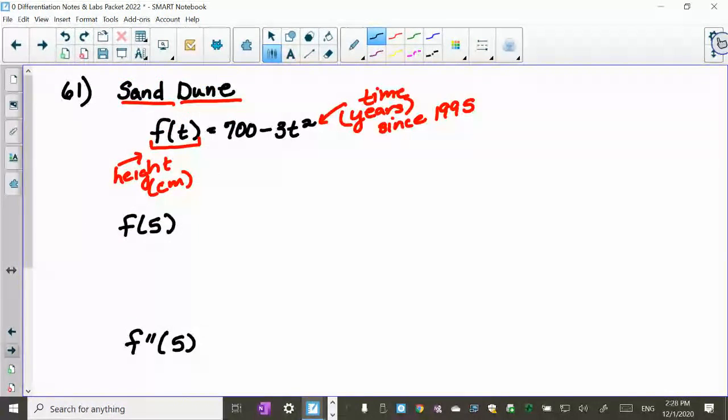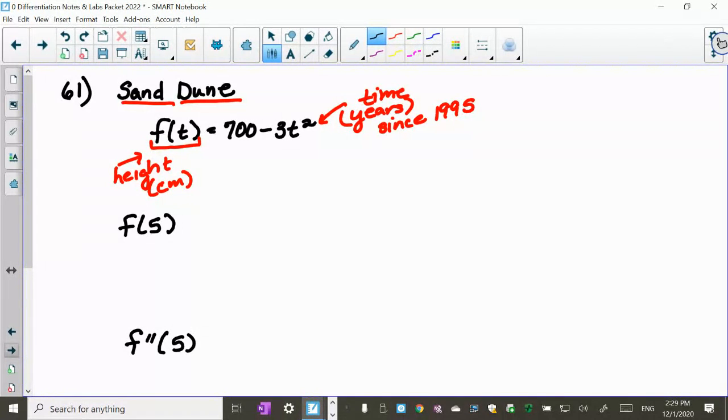Now we're going to work on 61 and 63. 61 is kind of a short one. It talks about a sand dune, and so let me read it to you. It says the height of a sand dune in centimeters is represented by this function f of t, where t is measured in years since 1995. Find f of 5 and f prime of 5. Make sure you use units and explain. So this one's more of an explaining.